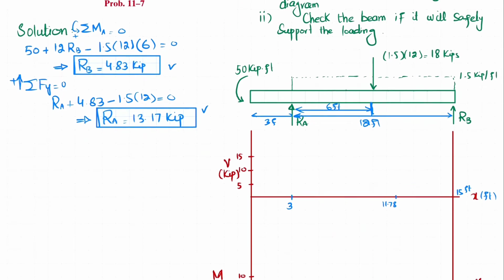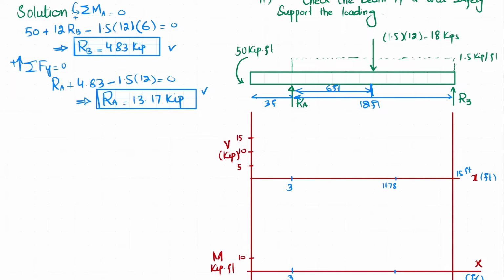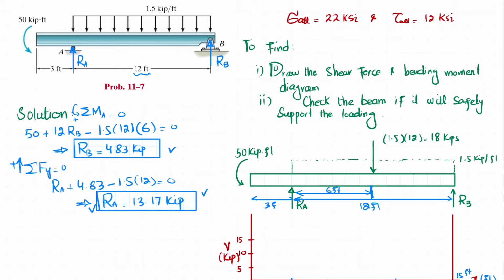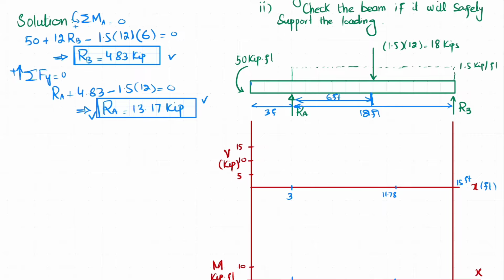So we will draw the shear force diagram. You can see at this point, at the free end, we do not have any shear force. So from this point till 3 feet there will be no shear force, and at a distance of 3 feet we have RA, which is upward, and it is 13.17 kips. So at 3 feet we will take 13. I have taken each box as 5 kips, so this will be 15 and 13 will be somewhere here. So this is 13.17 kips.